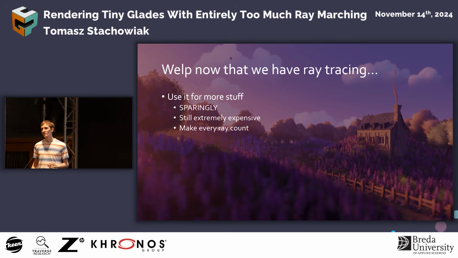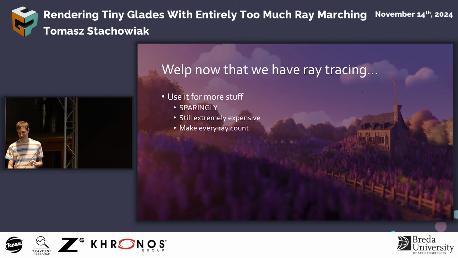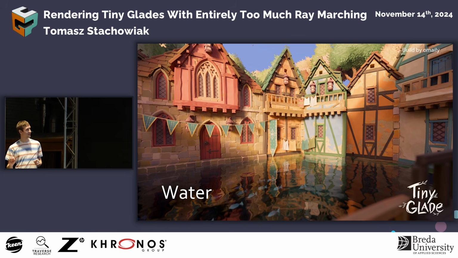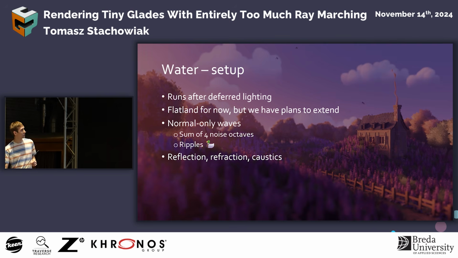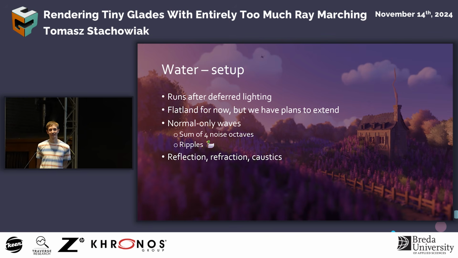But now that we have ray tracing, it'll be a shame to only use it for GI. So let's do it for other stuff, but sparingly. One of the things we do is everyone's favorite, which is reflections on water. As for the water, the basic setup is that we run it after deferred rendering and deferred lighting, and then we apply water in a sort of forward-lit way.